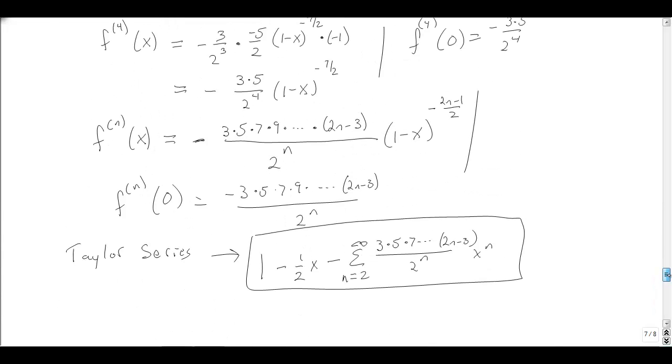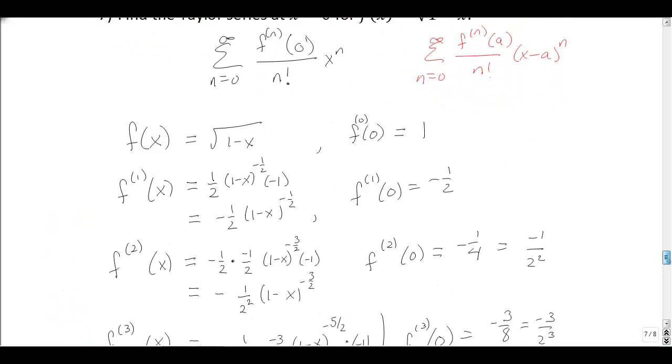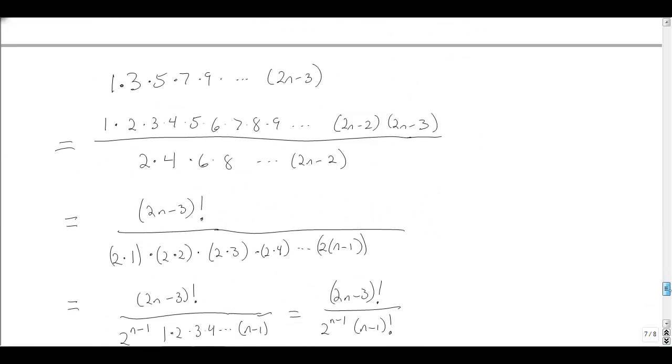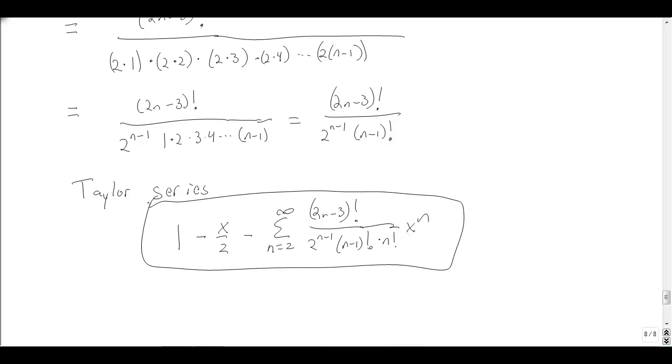I messed up my Taylor series before. Sorry. I did this formula for the nth derivative. There should have been an n factorial here. So there should have been an n factorial, which I left off. That comes from just the general formula for a Taylor series. It has an n factorial there, so I forgot that. Sorry. And then what I get is now this formula, 2n minus 3 factorial times 2 to the n minus 1 times n minus 1 factorial times n factorial times x to the n. So there's a better formula for our Taylor series here for square root 1 minus x. Kind of a mess here, but it gets you an answer.